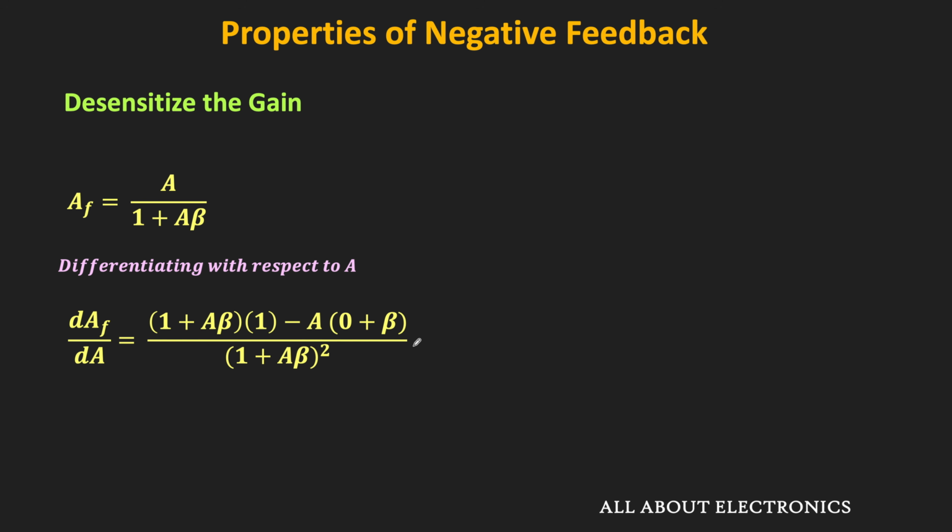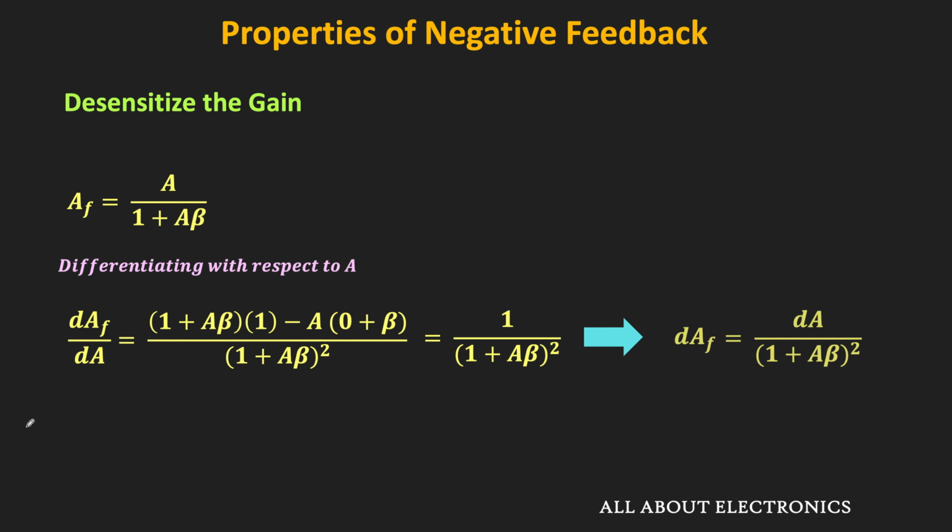Overall, that is equal to 1 divided by 1 plus A beta whole square. Further, we can write it as dAf equal to dA divided by 1 plus A beta whole square.